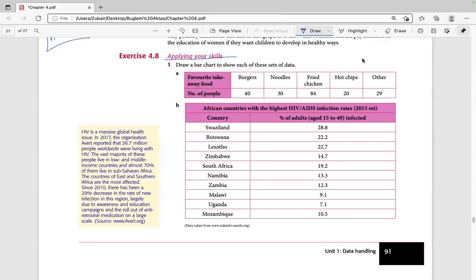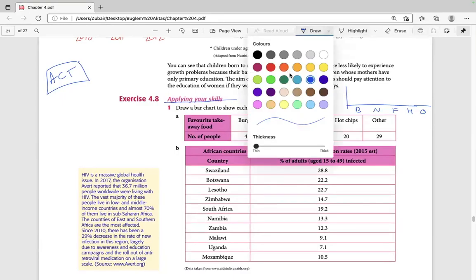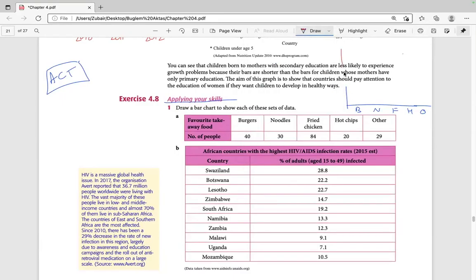So I would prefer a vertical bar chart for this. I'm just using these initials: B, N, F, H, and O. And 40, 30, 84, 20, 29. Please bear with me. It would be very easy if I had marked graph paper or the boxes. So I'm just labeling this as 10, 20, 30, 40, 50, 60, 70, 80.